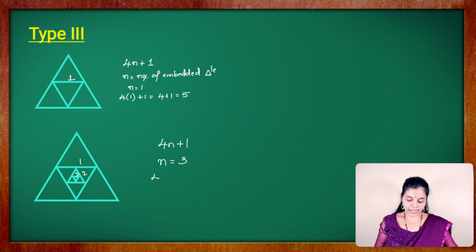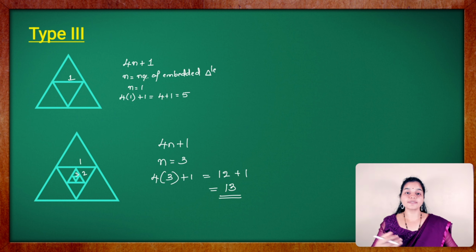So now applying the formula, 4 into 3 plus 1. It's 12 plus 1, 13. So we have 13 triangles all together inside the given figure. So this is how you can simply solve using the formula 4n plus 1 when we have triangles embedded inside another triangle. Let's move on further to study about the type 4 questions.